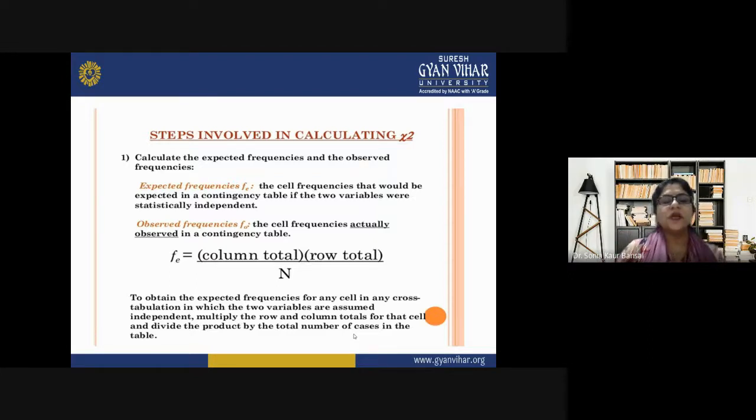All right, students. So to obtain the expected frequencies for any cell in any cross tabulation in which the two variables are assumed independent, multiply the row and column total. Just multiply, and then divide the product by the total number of cases in the table. Then you will get your expected frequency.